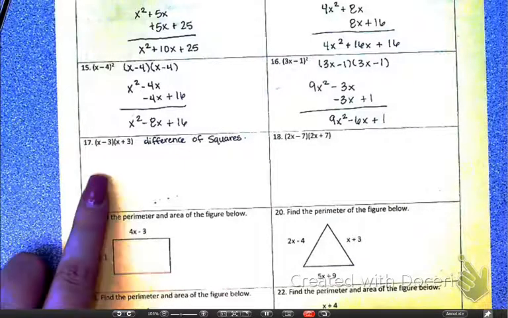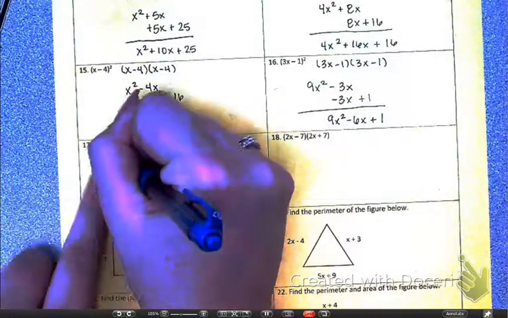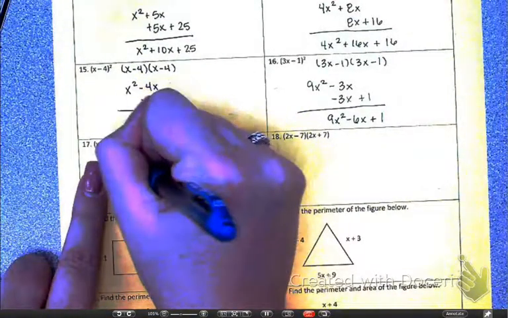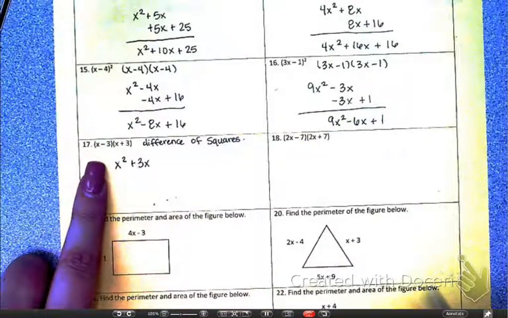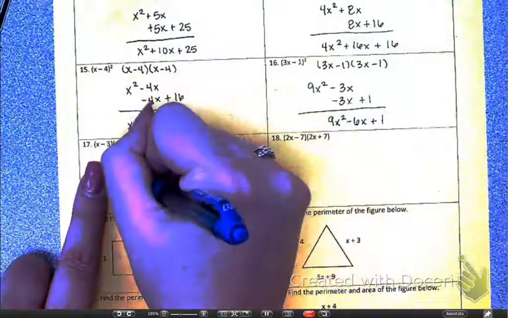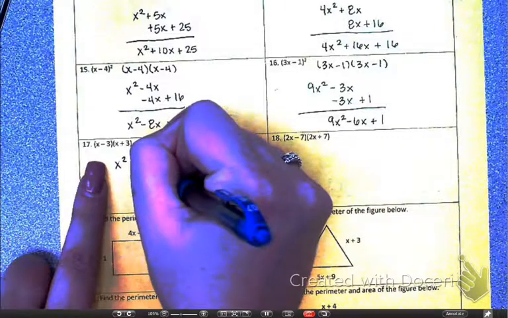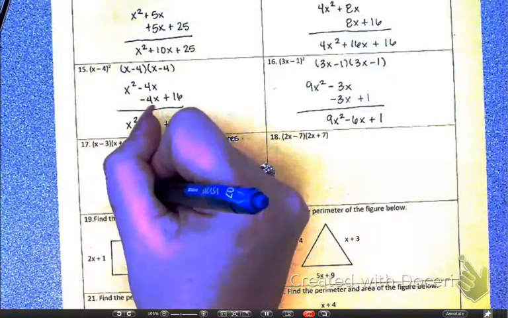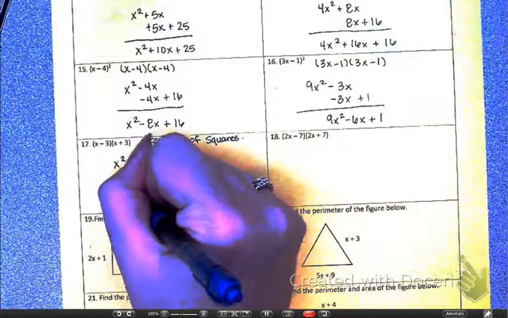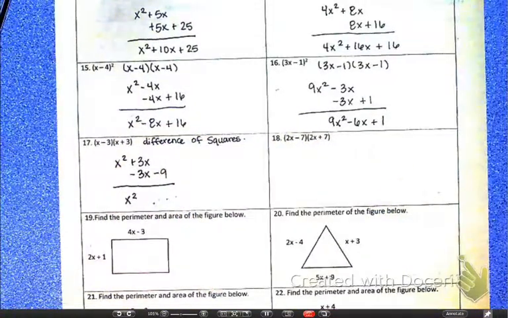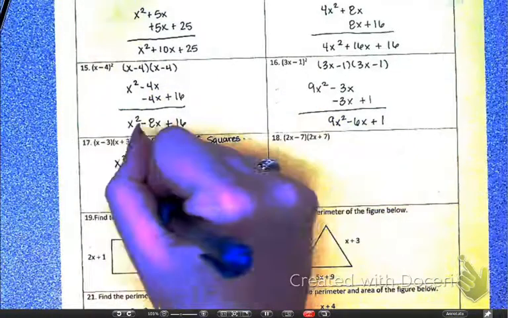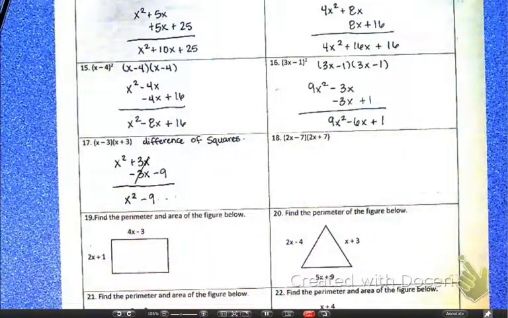So if I distribute, I get x squared plus 3x. And then I get a negative 3x minus 9. So x squared comes down. What happens with the x's, the 3x and the negative 3x? They cancel. And then I have a minus 9.